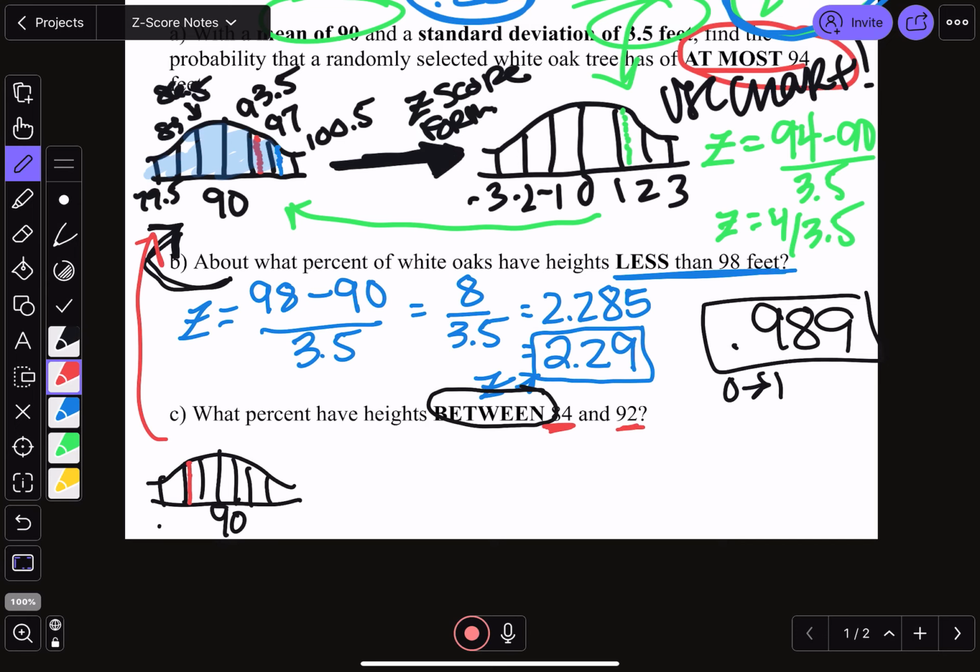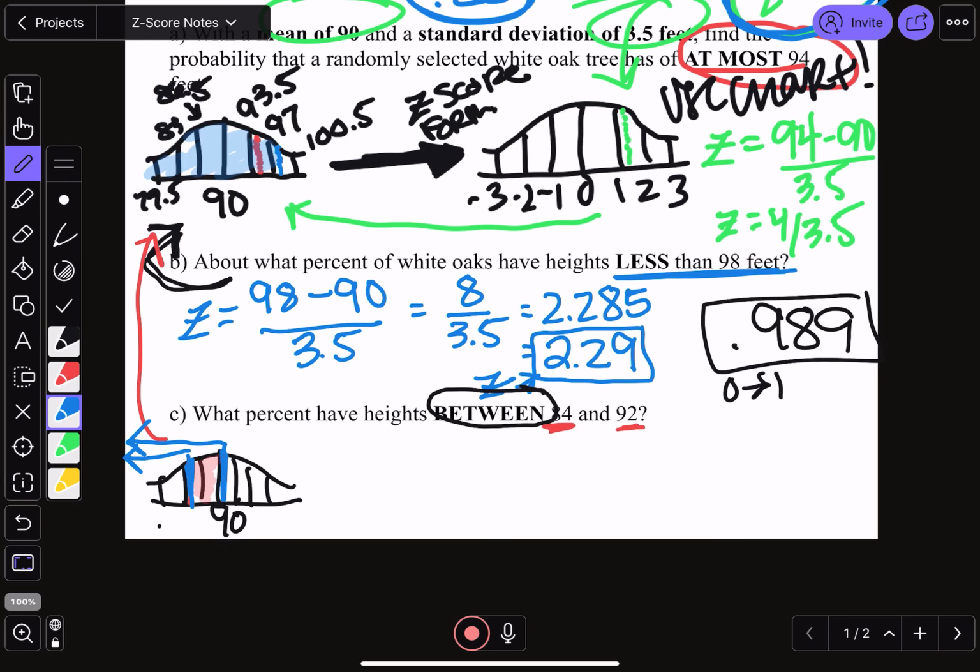The other one I'm looking for is 92. So 92 is a little bit over here. And you're looking for everything in between. Okay? I need to get 2 z-scores. So I need to use this one right here, because this right here shows me everything to the left. And this one that I find will show me everything to the left. So I'm going to have to do some subtracting here, okay?